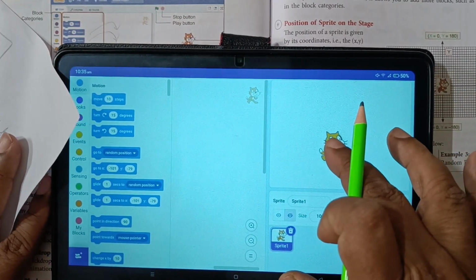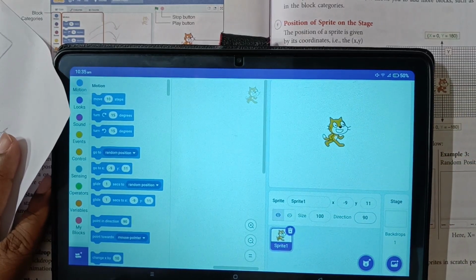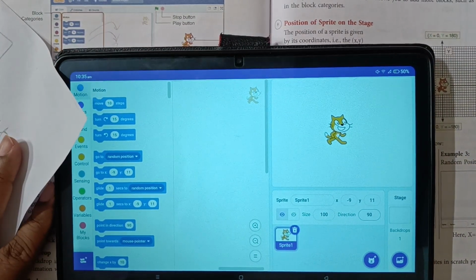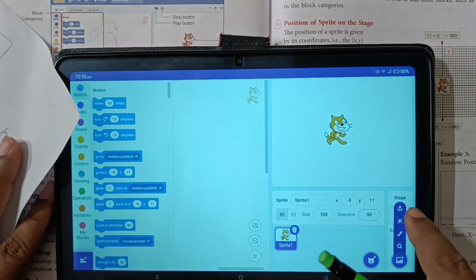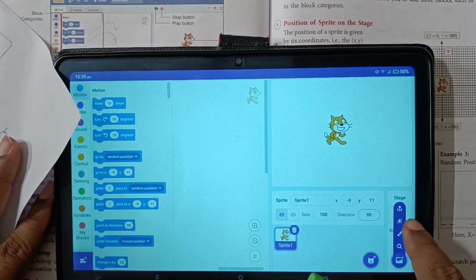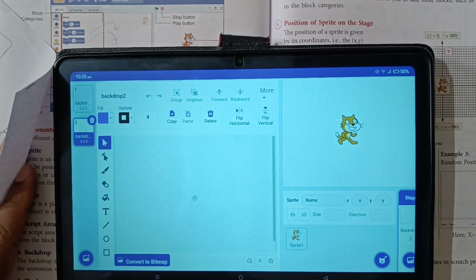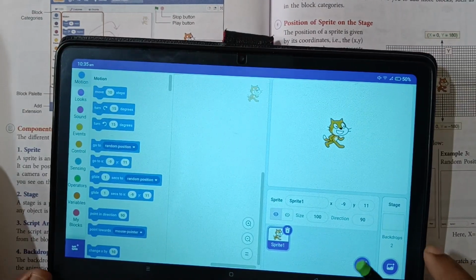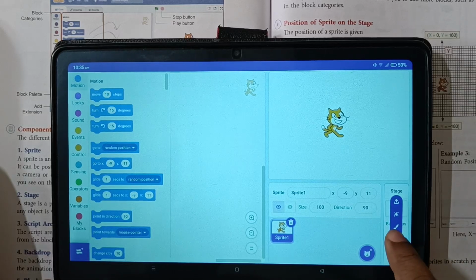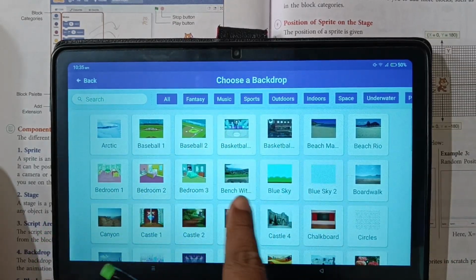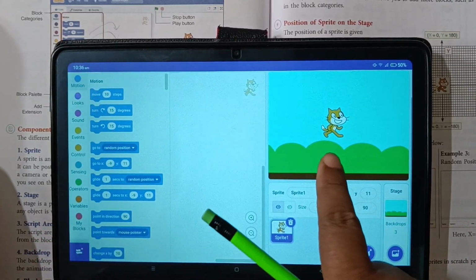Now let me just show you this. So let me show you. If this is the backdrop, I can just change it like this. Now let me show you again. Choosing the backdrop from this, I can choose whatever I like. Say I choose blue sky.